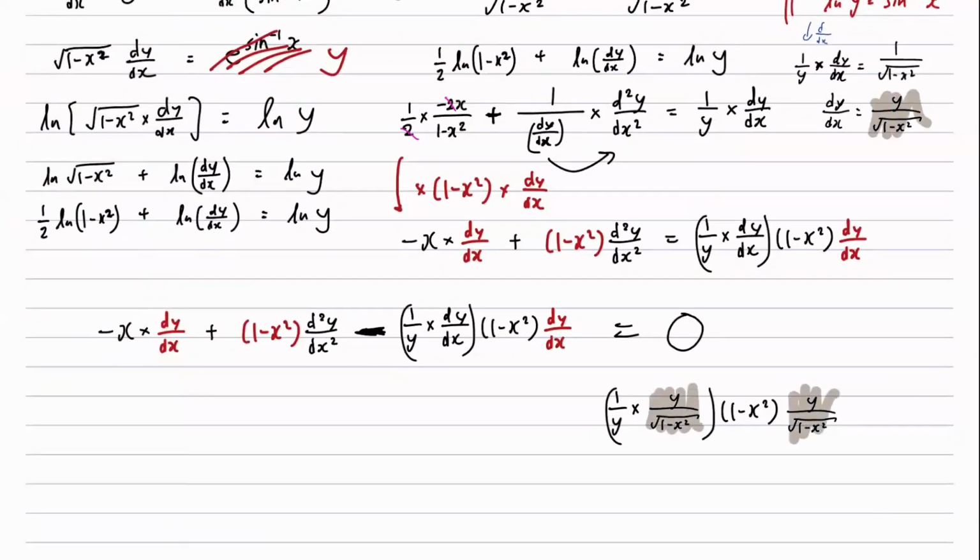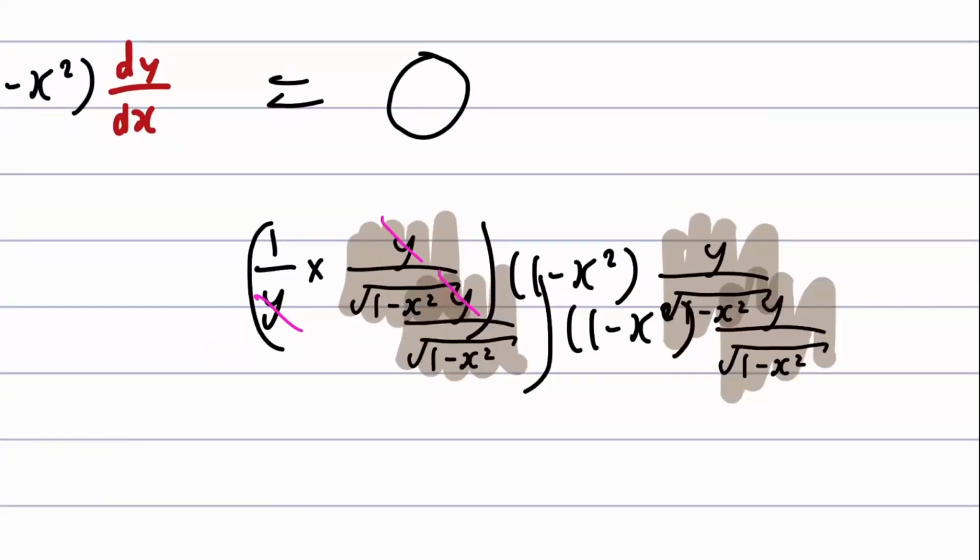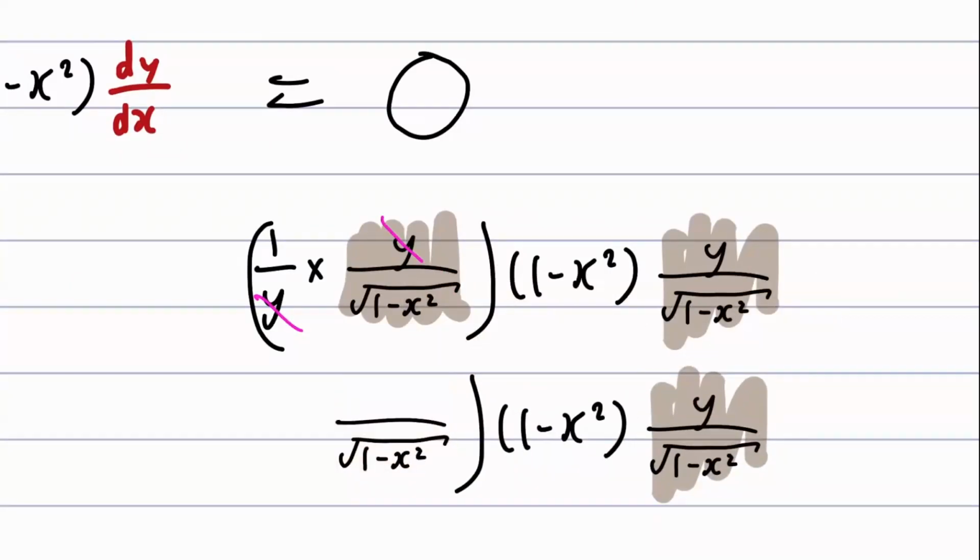Is it okay? Let's see if anything cancels away. Oh, I see one thing. Y and y cancels away. Then let's simplify this. Okay, got a 2 over 1 minus x squared.